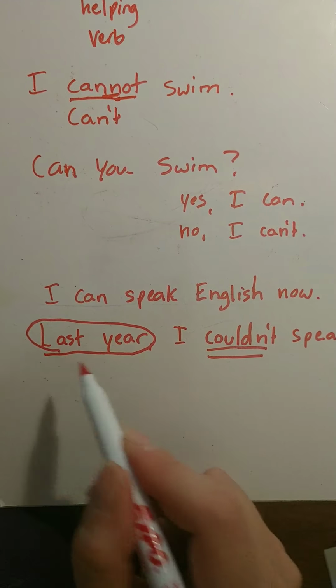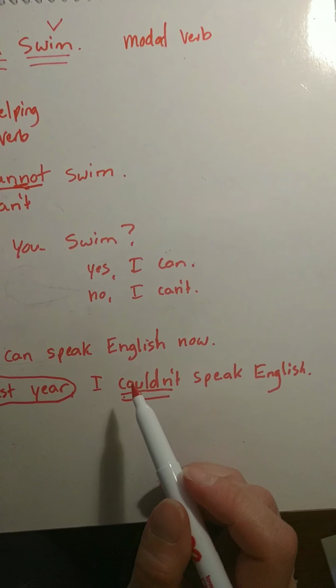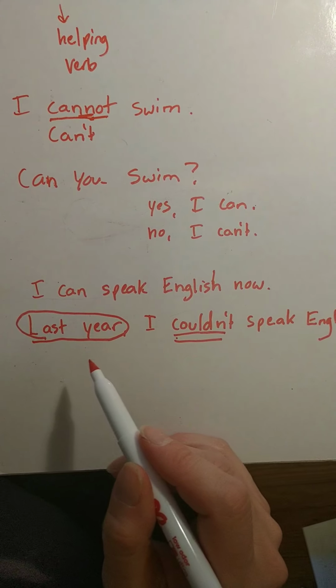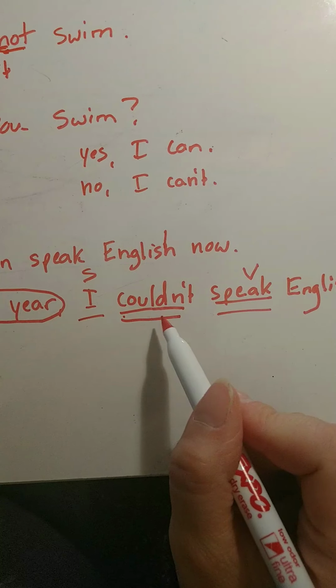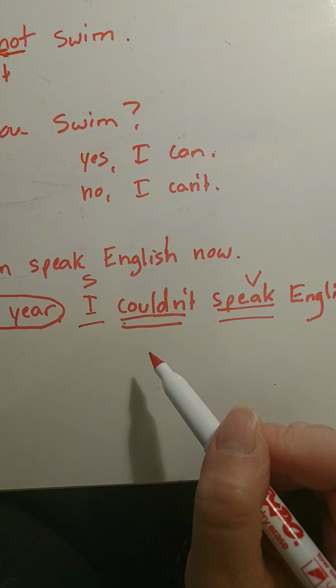So in this case, look at the sentence here: last year I couldn't speak English. Look for the subject and the main verb for this. The subject is I, and the main verb is speak. Couldn't is our modal verb or the helping verb. Okay, so let's do another one, just for practice.